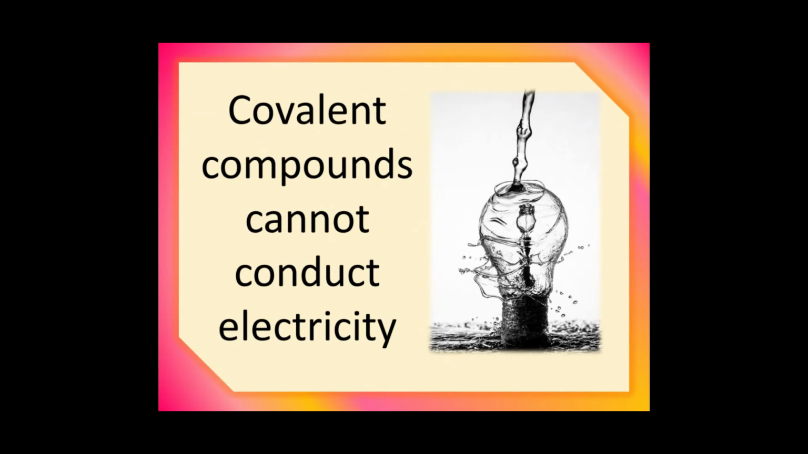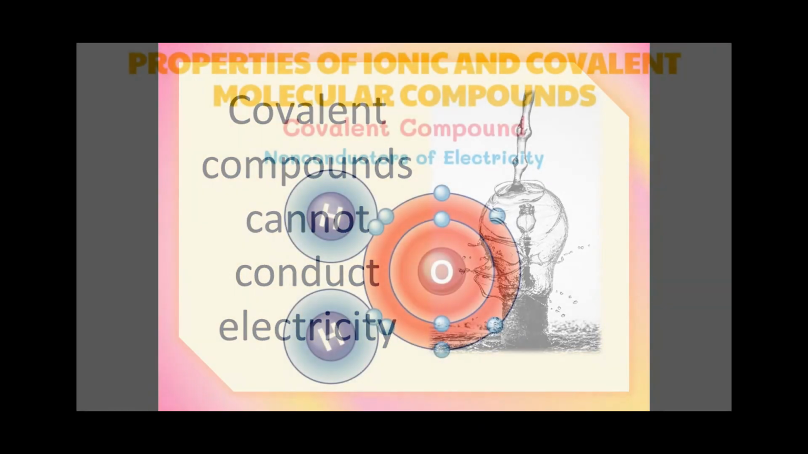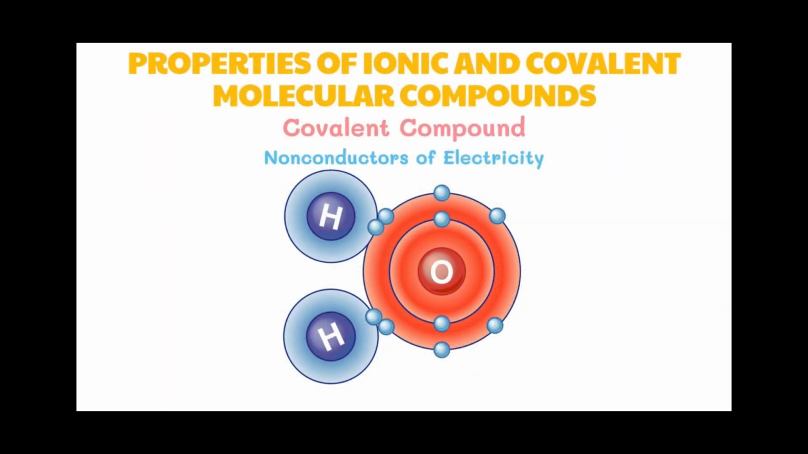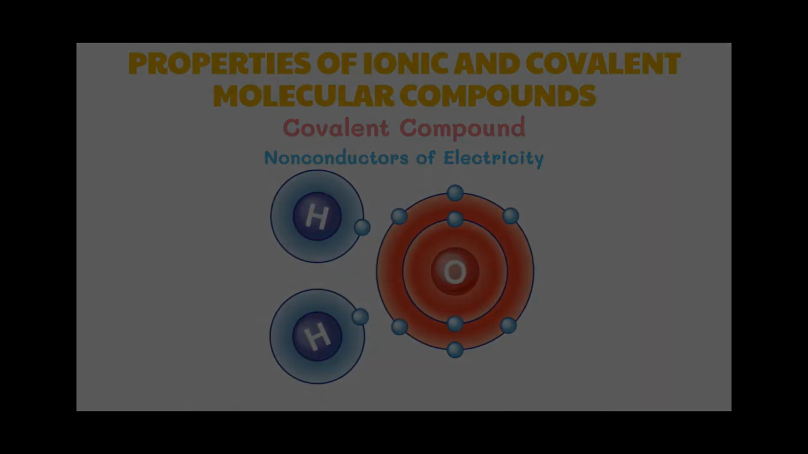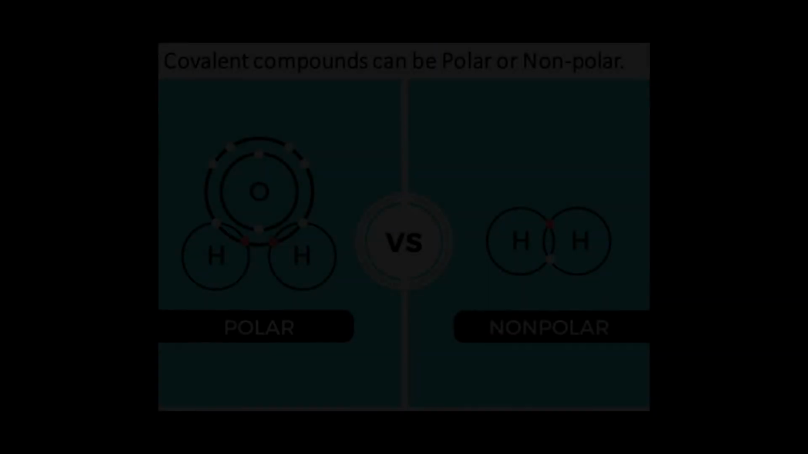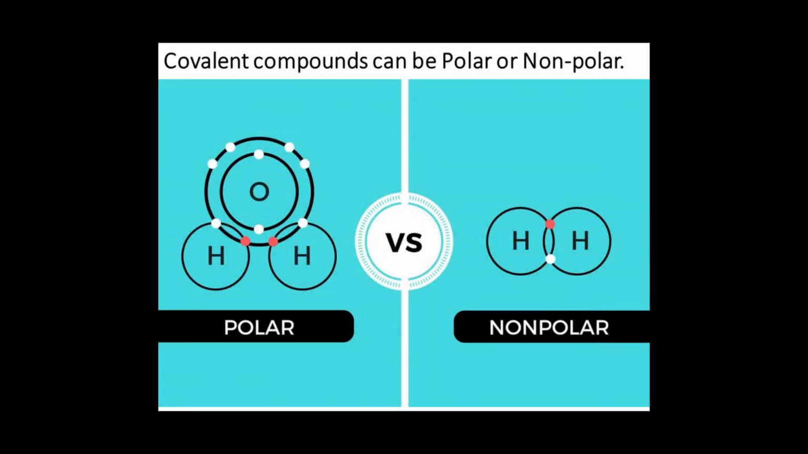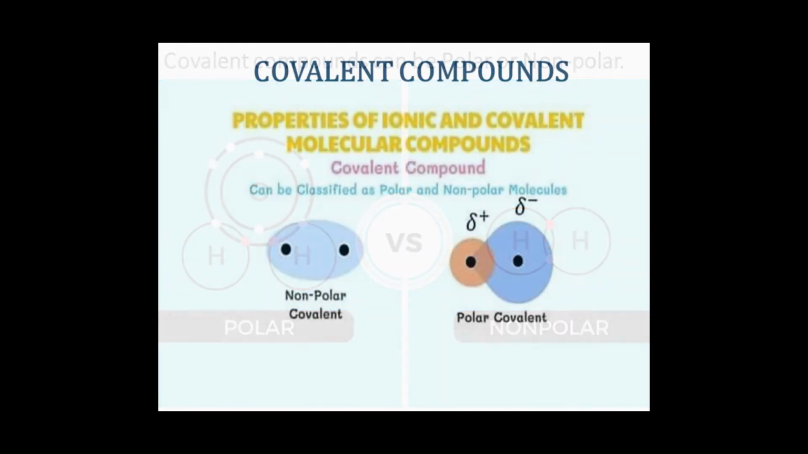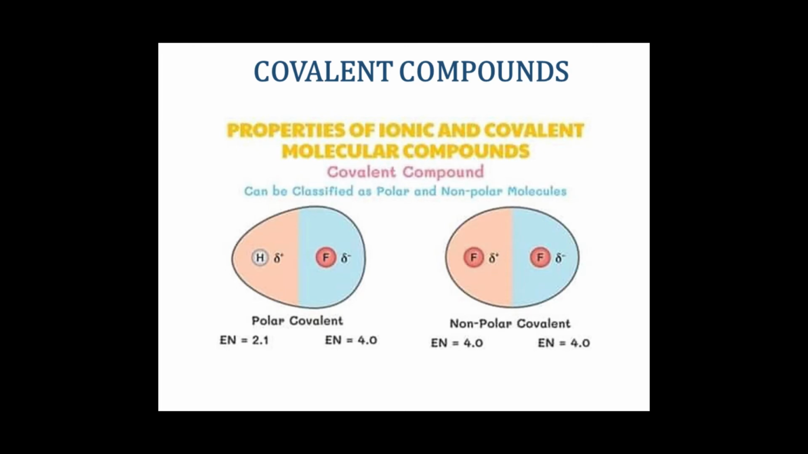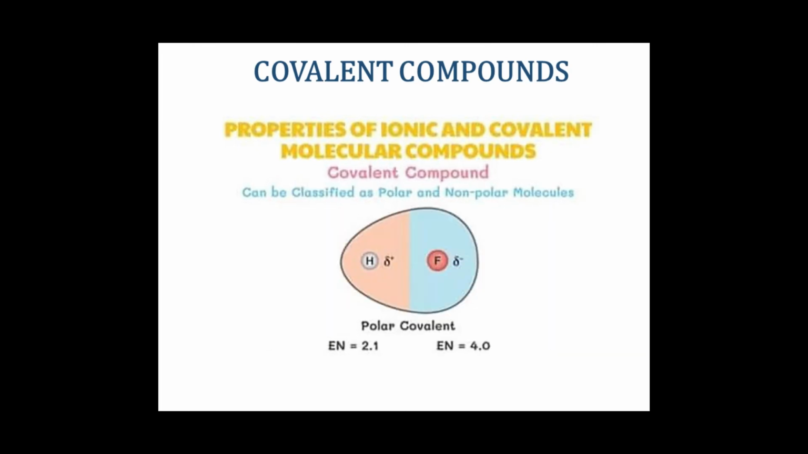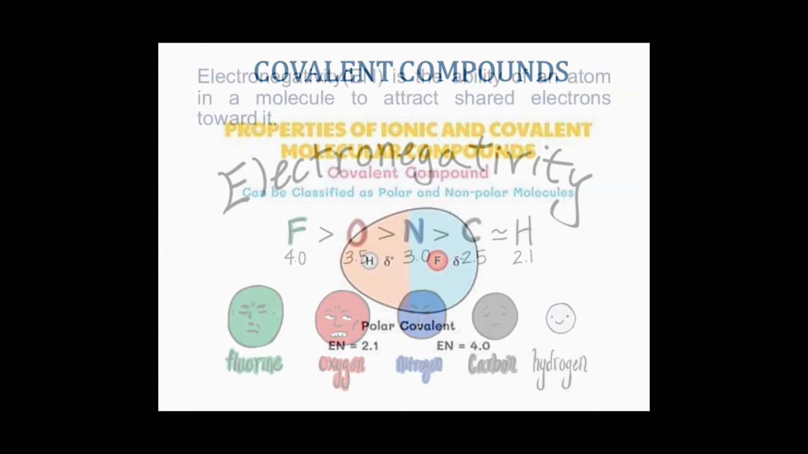Covalent compounds cannot conduct electricity because the molecules of the compounds do not separate into ions. Thus, they cannot carry electricity in the solution. Covalent compounds can be polar or non-polar. The polarity of the molecules results from the differences in the electronegativity of the bonded atoms.